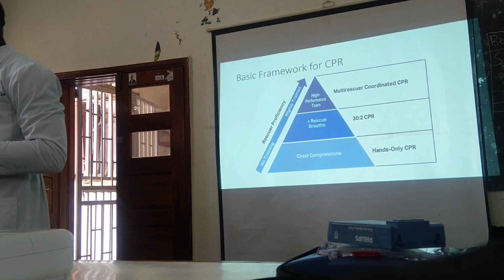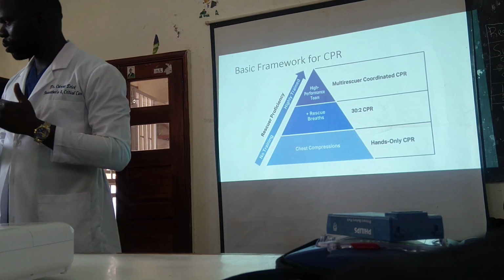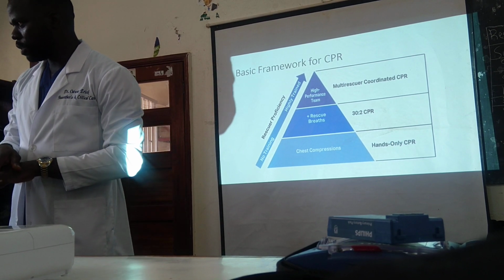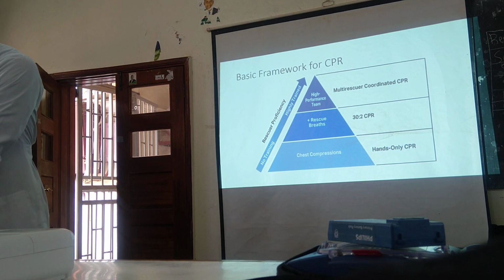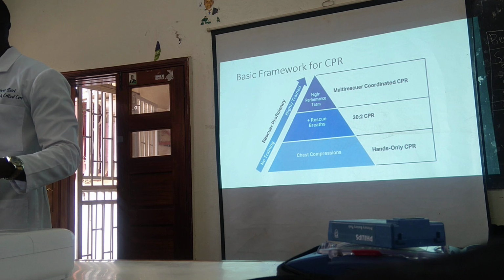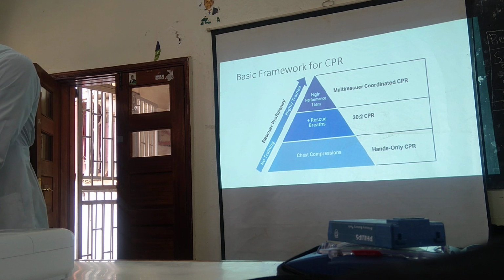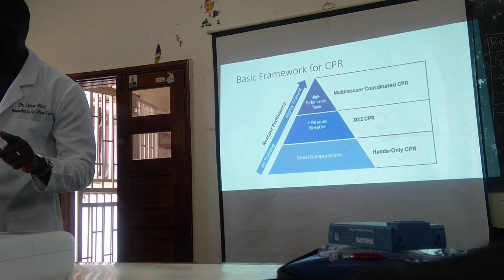30 chest compressions and 2 rescue breaths. That's the ratio, 30 to 2. If you're counting, do it loudly: 1, 2, 3, 4, up to 29, 30, like that. You have to make it clear. When you have reached 30, say 30, then the other person does the rescue breaths.